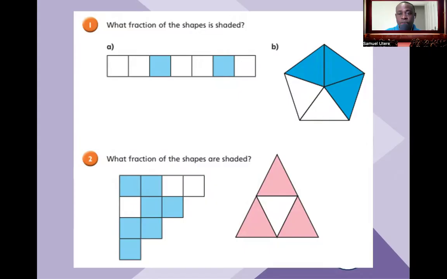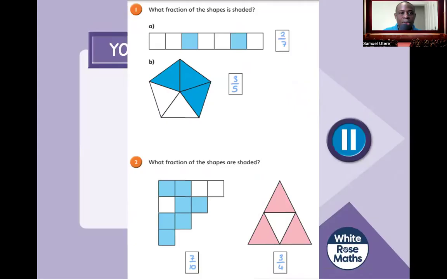Assuming you've paused the video and you've answered the questions, here are the answers. Let's discuss them. Question 1, you were asked, what fraction of the shape is shaded? Here we can clearly see that this shape is divided into 7 equal parts. 2 parts are shaded, so it's 2/7. Here we can see it's 3/5. Here we can see that the fraction of the shape that is shaded is 7/10. So you can see we have 1, 2, 3, 4, 5, 6, 7 out of 10 parts, so 7/10. And then here is 3/4.